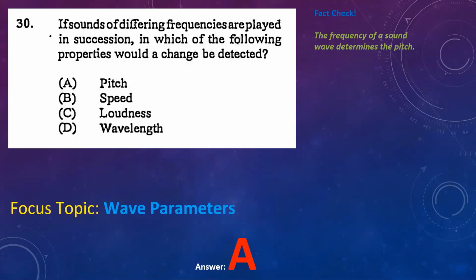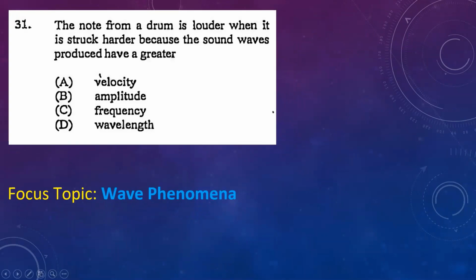All right, going to 31. The note from a drum is louder when it is struck harder because the sound waves produced have a greater... Again, this is about sound waves and the loudness. So what we perceive as the loudness of a sound is actually based on the amplitude of the sound waves, and therefore amplitude is your answer, B.